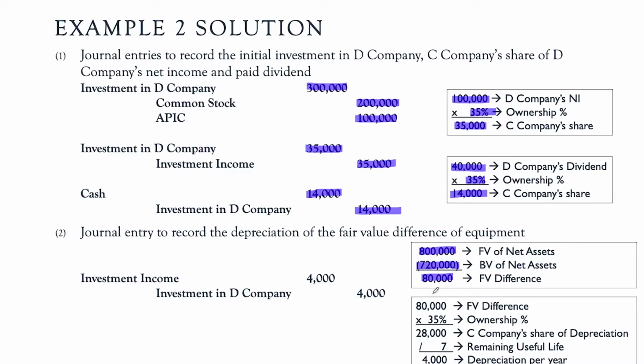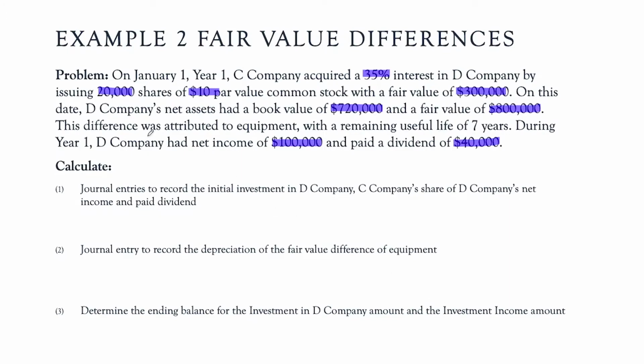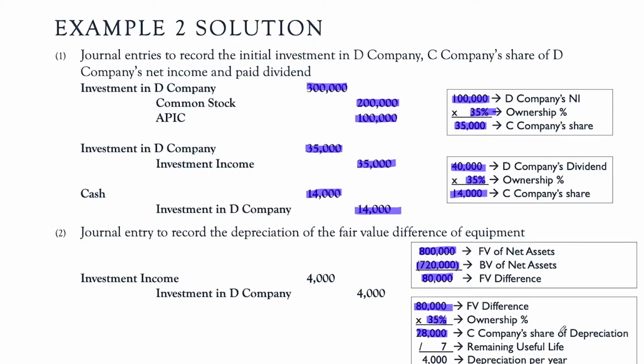However, we need to remember we're not using that full fair value difference. Again, we're multiplying that by the ownership percentage that C company has within D company, which is 35%. So the fair value difference of $80,000 multiplied by the ownership percentage of 35%, we get $28,000, which again is C company's share of that depreciation. Now, also in the problem, it says that this difference was attributed to equipment, and it has a remaining useful life of 7 years. So the amount of depreciation that we're going to record is C company's share of depreciation of $28,000 divided by the remaining useful life of that equipment of 7 years, and we get $4,000 for the depreciation per year.